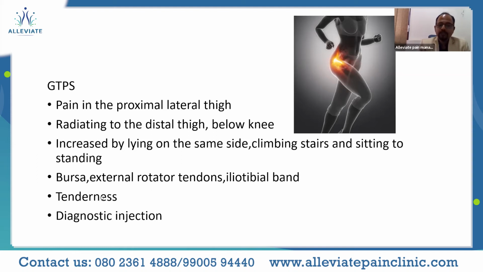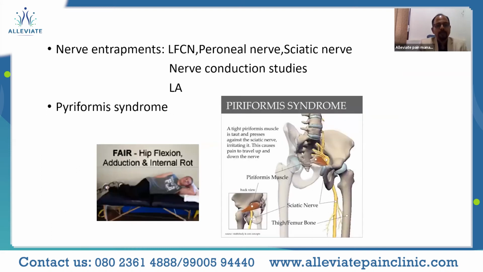When you examine, there will be tenderness at this particular point at the lateral aspect over the greater trochanter. A simple diagnostic injection also could be done to rule it out. Could be nerve entrapment like the lateral femoral cutaneous nerve, the peroneal nerve, the sciatic nerve. Again, nerve related, we go ahead with nerve conduction studies, and a diagnostic test can be performed.